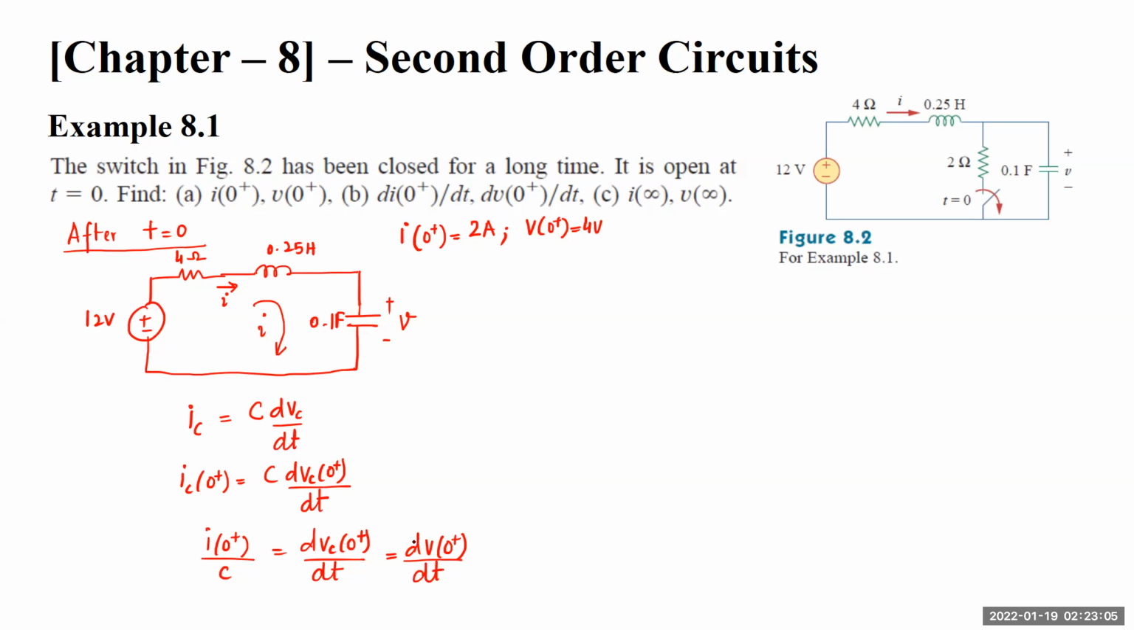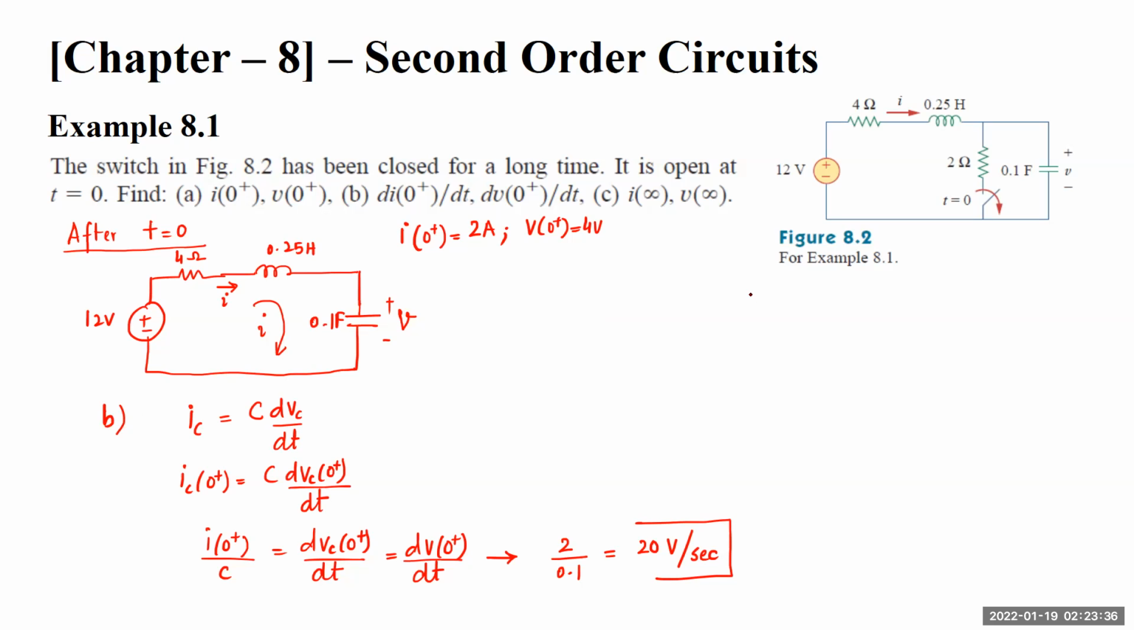So the rate of change of voltage will be determined by the capacitor. So what we get from here is I(0+) is 2 divided by the capacitance value 0.1, and this is equal to 20 volts per second. So this is the rate of change of voltage we get. So this is part B.